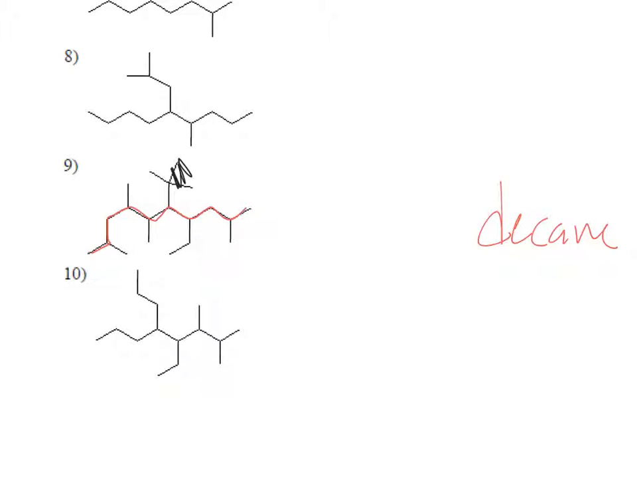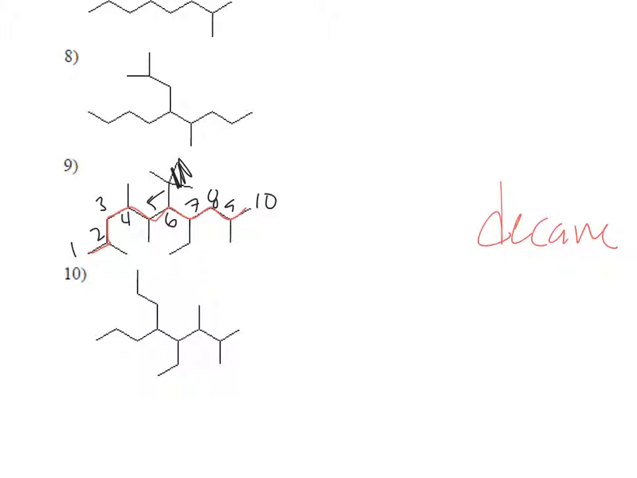Okay, so if we number our carbons, in this case, it doesn't matter which way you start. So I'm just going to go ahead and start here. 1, 2, 3, 4, 5, 6, 7, 8, 9, 10. You could have started the other way and it wouldn't matter. Either way, you would still end up with the same number difference. Okay, so now let's name our functional groups.